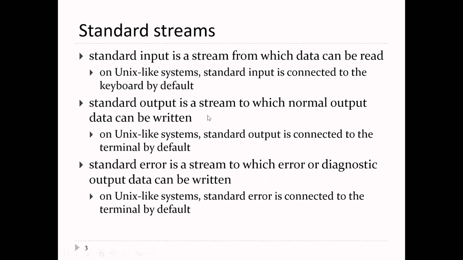Standard output is the stream to which normal data gets written. On a Unix-like system, standard output normally automatically gets hooked up to your terminal by default. In other words, when a program writes something to standard out, it shows up in your terminal program. Standard error is the stream to which error or diagnostic output is written. So that's the 3rd standard stream. And on Unix-like systems, standard error normally goes to the terminal by default. So when you open up your terminal, you have 3 streams. Standard input is hooked up to the keyboard. Standard out and standard error go to the terminal.